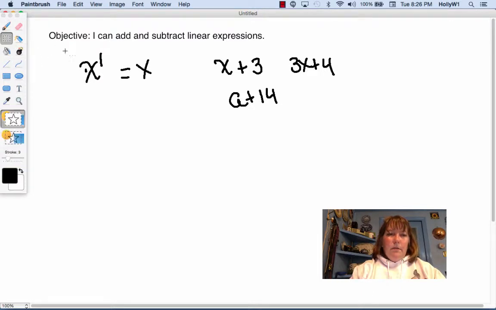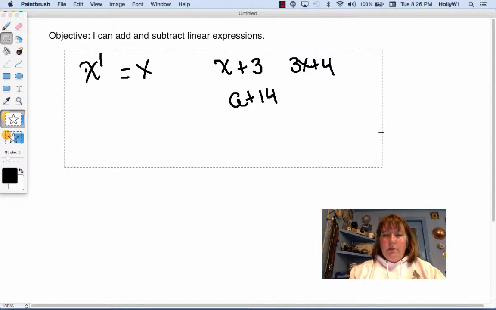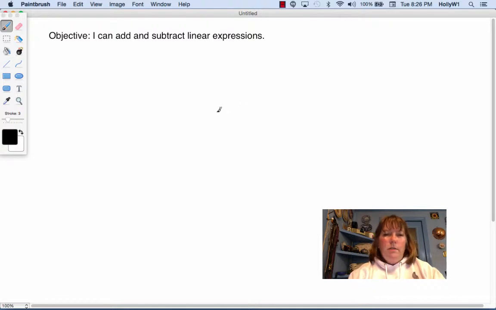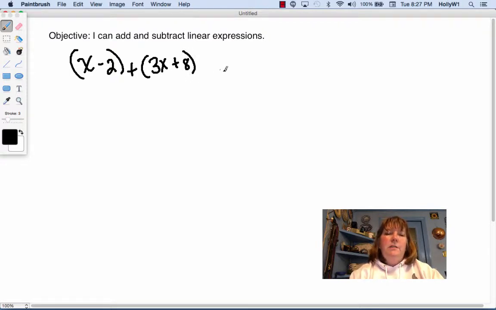Okay, so we are going to add and subtract those kinds of expressions. And there are two ways to go about doing this. I've been telling you over and over again that I want you to do problems vertically. Well, you can actually add them linearly or vertically. Linearly is kind of the way that we've been doing it. So if I have x minus 2, and I'm going to add to that 3x plus 8. We did a little bit of this yesterday when we did the activity with algebra tiles.